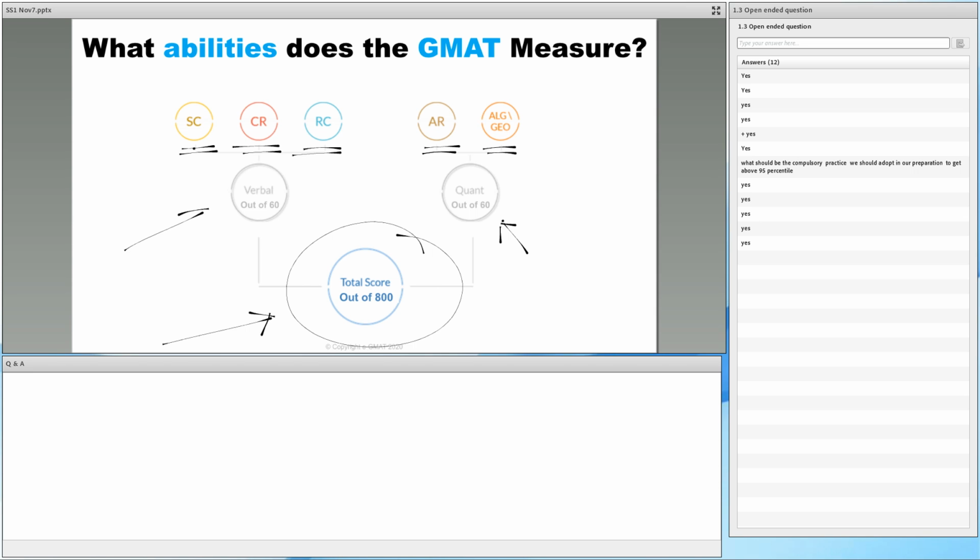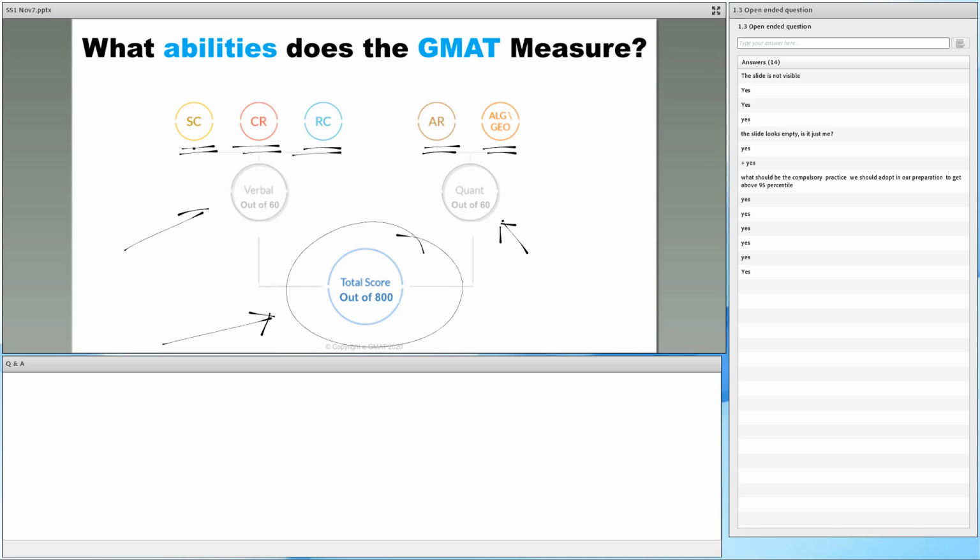Abhijit says, does it mean that answering the first few questions correctly will set your score bar high? It will, but it doesn't mean that if you make a mistake in the first 10 questions, you can't get back. Remember, it's an adaptive test. It allows you to make mistakes and it allows you to get back over there.